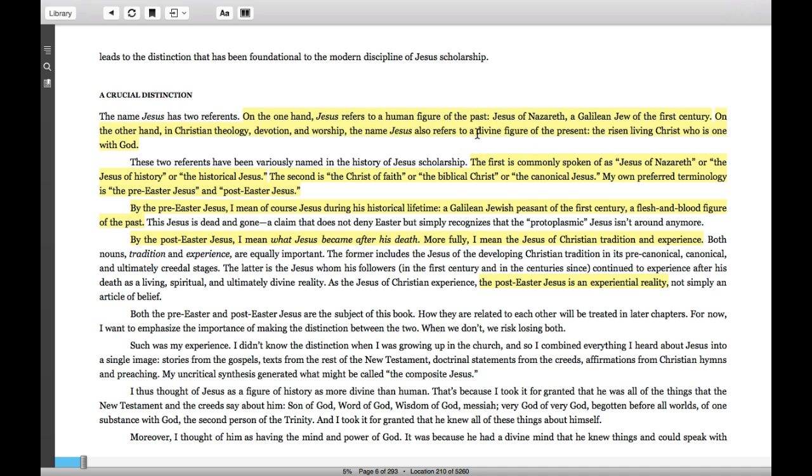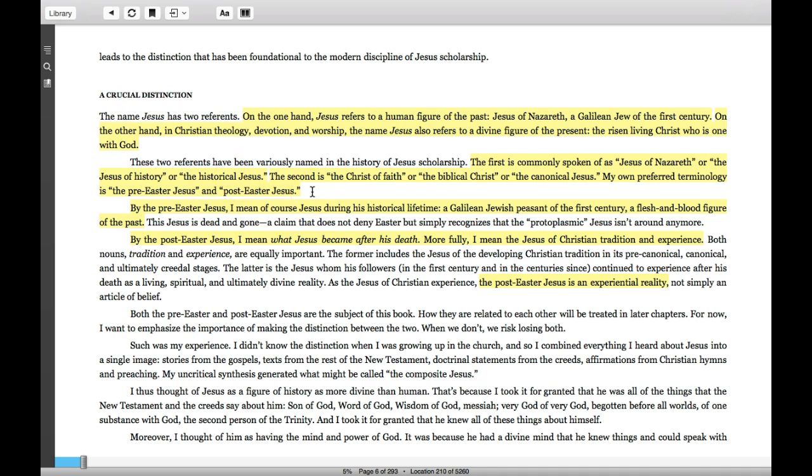So the name of Jesus, he says, has two references. On the one hand, Jesus refers to a human figure of the past. We historical scholars call this the Jesus of Nazareth. He was a Galilean Jew who lived in the first century. So we know that Jesus was alive. He lived, he died, he was Jewish, he lived in Galilee, he was killed by the Romans. We know that. And this is what Marcus Borg calls the Jesus of history. In other words, the pre-Easter Jesus. This is the Jesus of history. This is the historical Jesus.